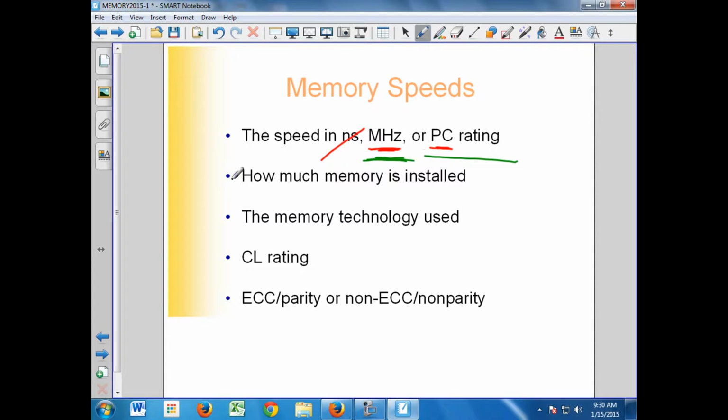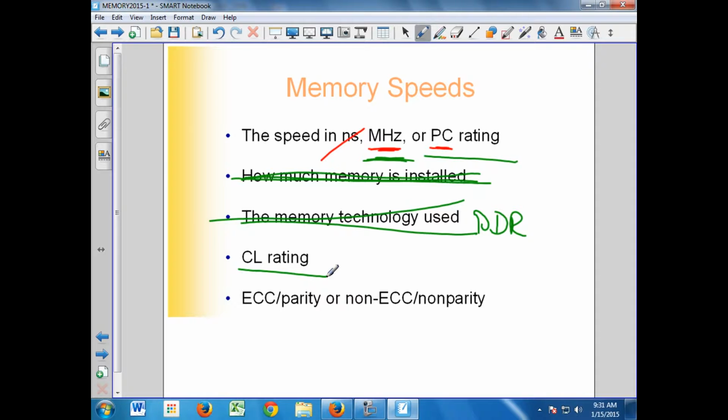How much memory is installed does not determine how fast the memory is. I hate that on there, I need to remove it from the PowerPoint that goes in the book. How much memory determines how fast the PC may run, but it is not helping to determine the memory speed. What kind of memory technology is used? DDR all uses the same technology, so that's not really a way to compare different sticks of memory. Clock rating or CAS latency rating definitely is. And then, is it ECC or non-ECC?